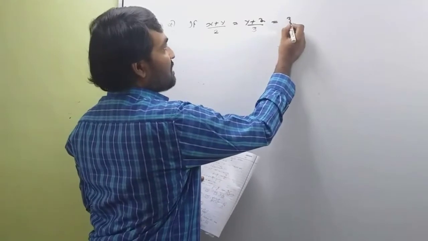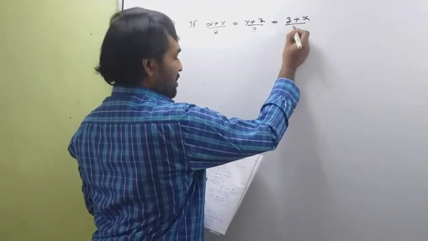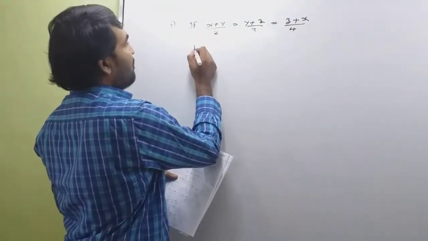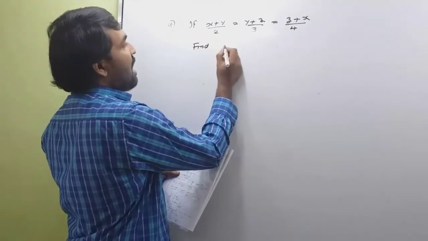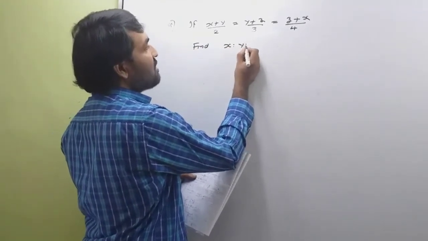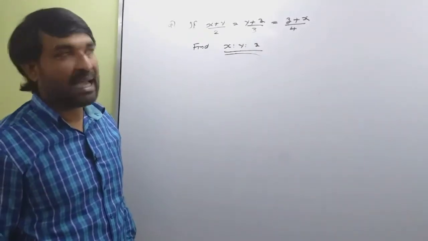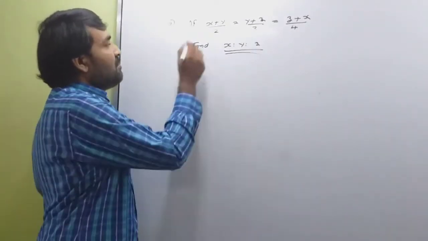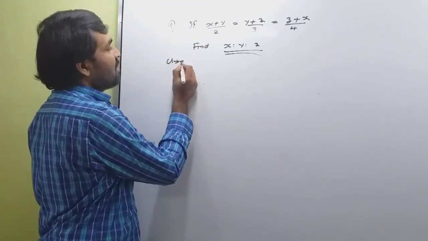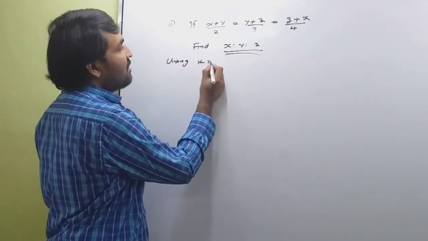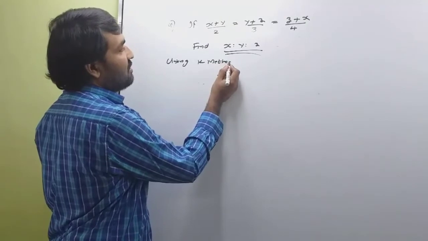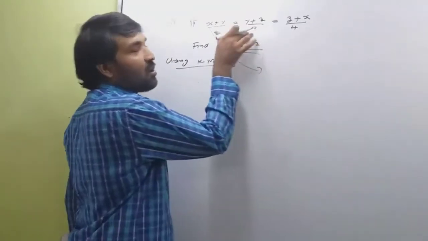The question is, if x plus y by 2 is equal to y plus z by 3 is equal to z plus x by 4, then find x is to y is to z. This is our question. So we can use the K method. These all ratios are equal.